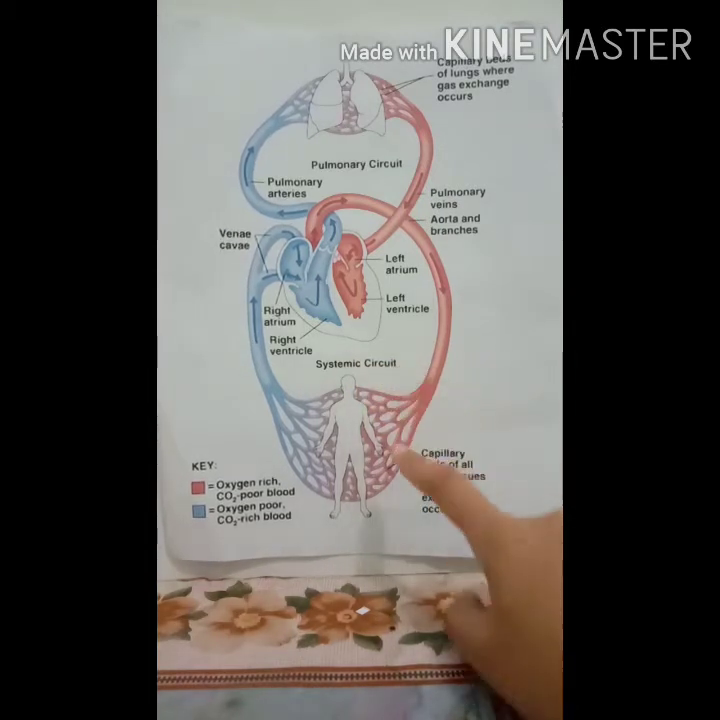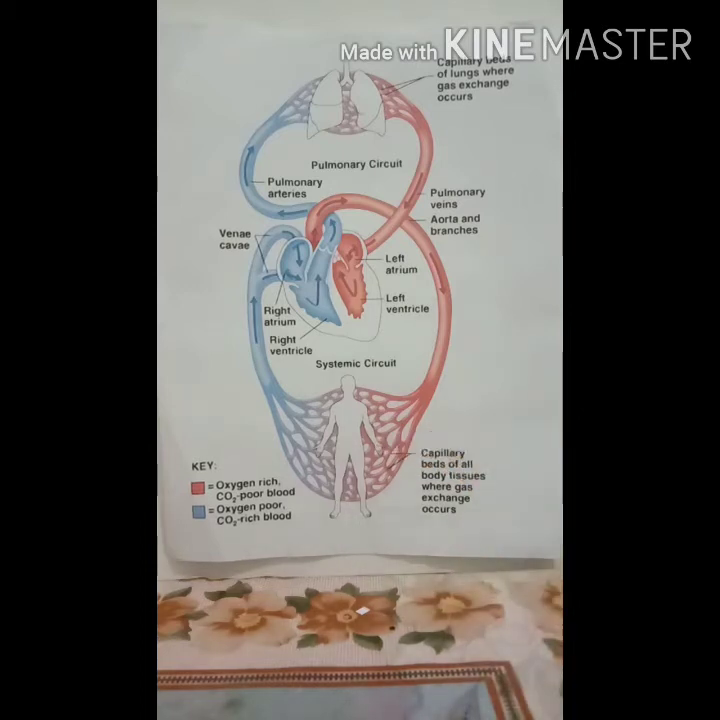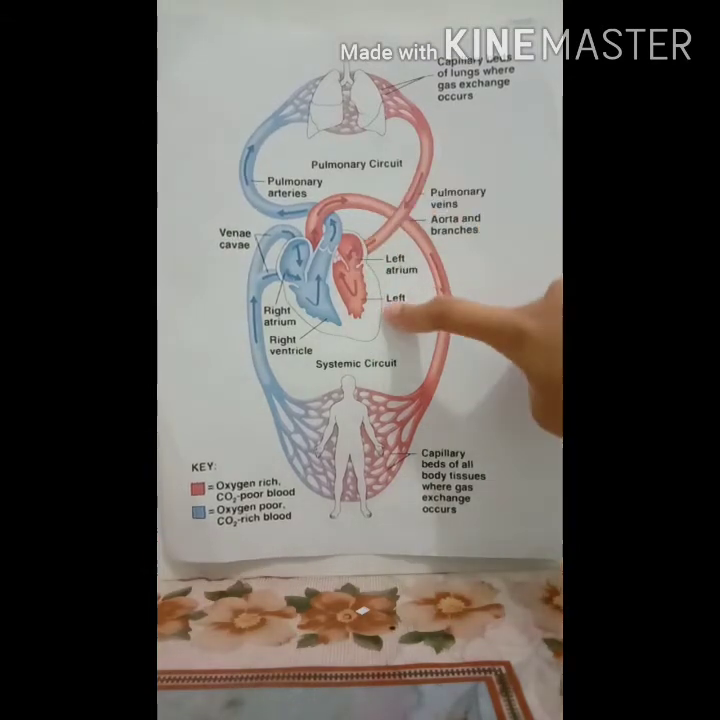It carries highly oxygenated blood from the left side of the heart to all the tissues of the body. It removes waste from body tissues and returns the deoxygenated blood to the right side of the heart. The pumping chambers of the heart that support the systemic circulation are the left atrium and the left ventricle.